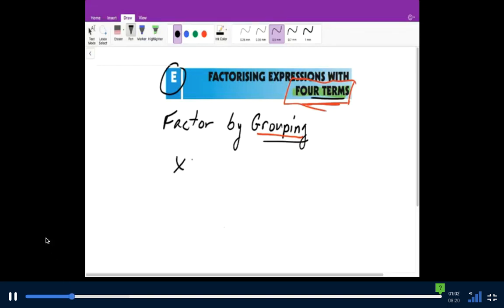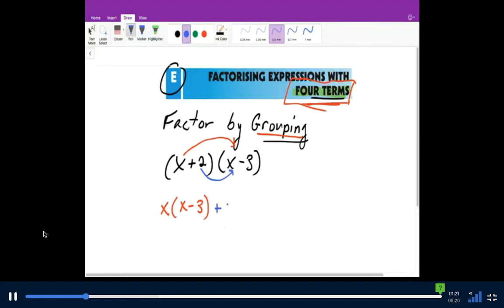So if I give you this problem here, x plus 2 times x minus 3, and if you went to multiply this, the first thing you would do is you would distribute the x into this x minus 3. So without actually doing the multiplication, it would look like this, because we would then multiply the x through, and then we would distribute this 2 into the x minus 3, so it would then be plus 2 times x minus 3.